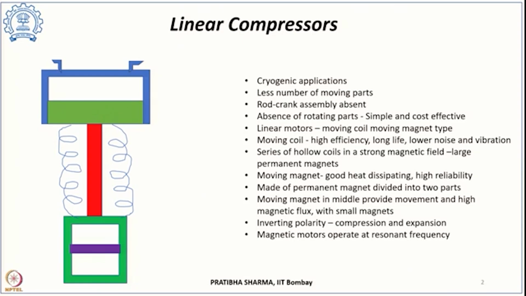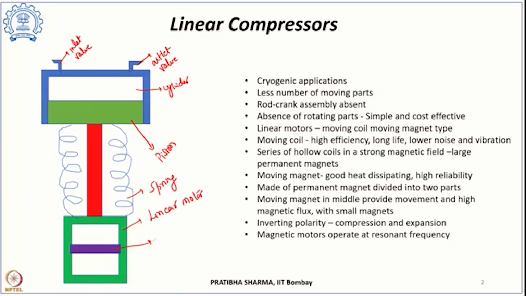Now, if we look at these compressors, then we have an inlet valve, an outlet valve or the discharge valve, then we have a cylinder, a piston, a spring, and a linear motor with a magnet, and then there is a helical coil which is connected to a DC voltage. A voltage is provided to the coil.